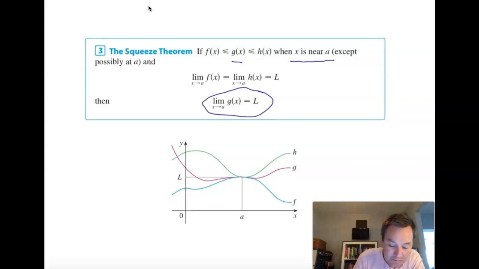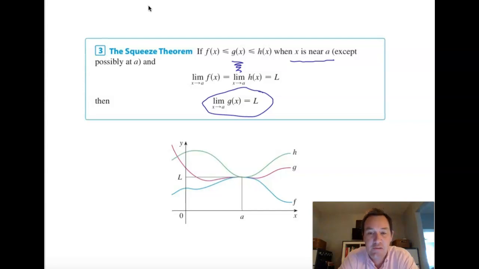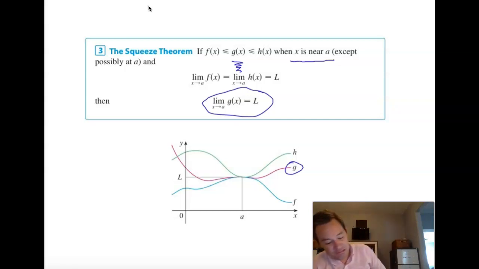And that's because what we said is that near a, g is always between f and h, and if f and h are approaching the same value, then they must squeeze g in between them at a, and it must also approach L. All right, so I'll give you a general idea about how it works in our first example, and then we'll do kind of a practice AP style problem with it. So this will be a short and sweet lesson.